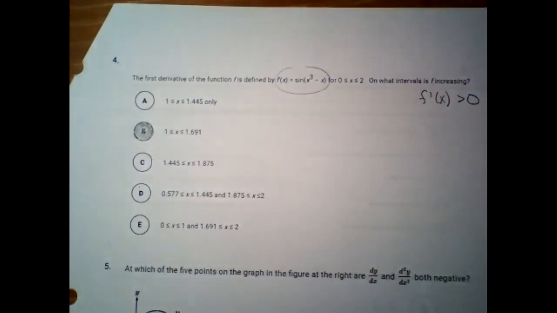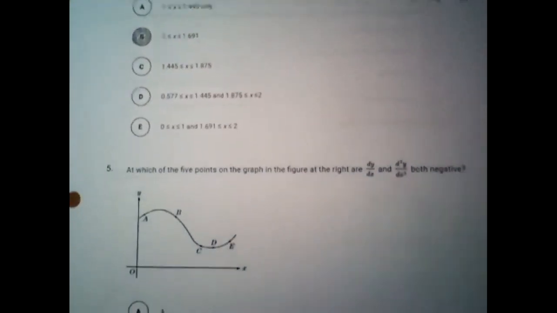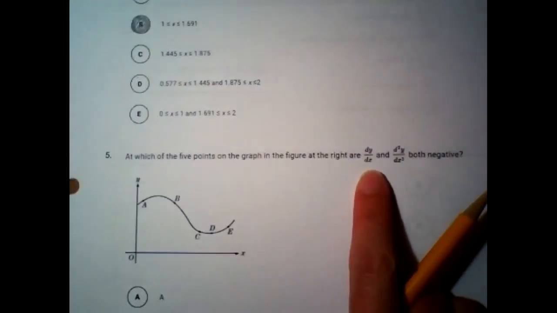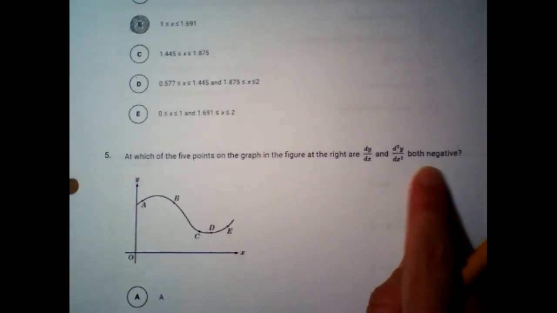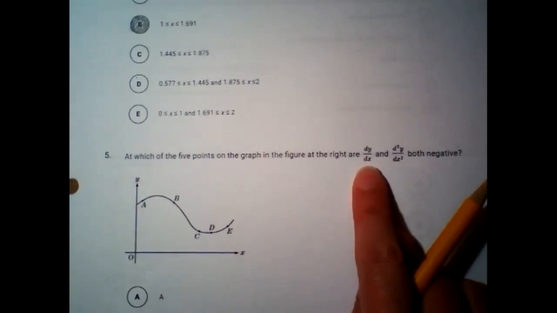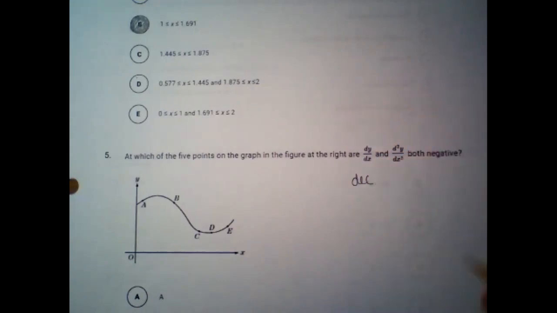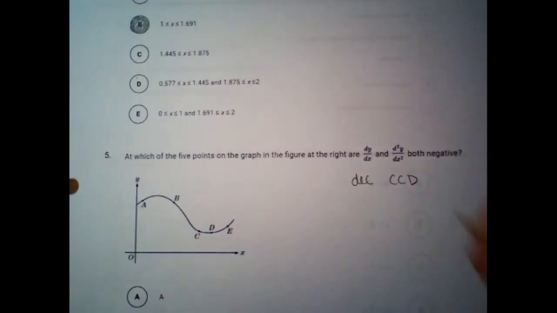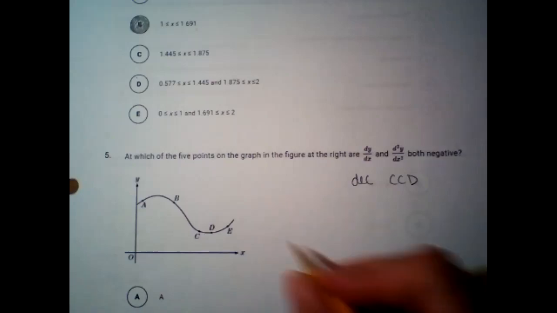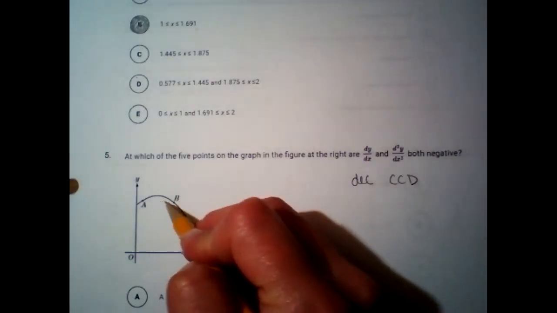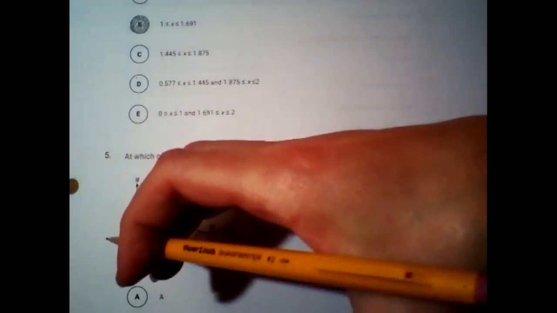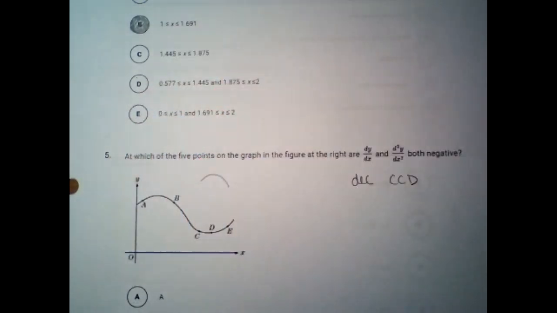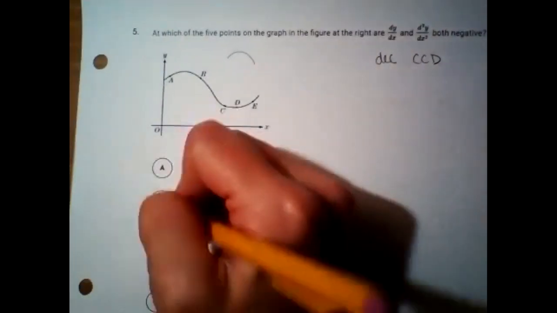All right, number 5. At which of the 5 points, those are our choices there, are the first and second derivative both negative? If the first derivative is negative, that means the graph should be decreasing. And if the second derivative is negative, that means the graph should be concave down. So we want a value where we are decreasing and concave down, and that's happening at B. The graph is going downwards and it's like bending downwards like this. So that one is B.